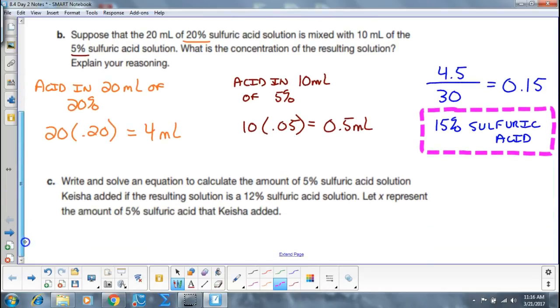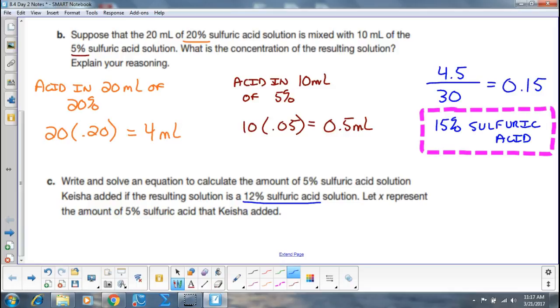Part C. Write and solve an equation to calculate the amount of 5% sulfuric acid solution Keisha added, if the resulting solution is 12% sulfuric acid. Now, I already know that it's going to have to be more than 10 milliliters, correct? Because when I add 10 milliliters of that solution, I'm only down to 15%. I want my new result to be 12%. So I already know my answer has got to be more than 10.